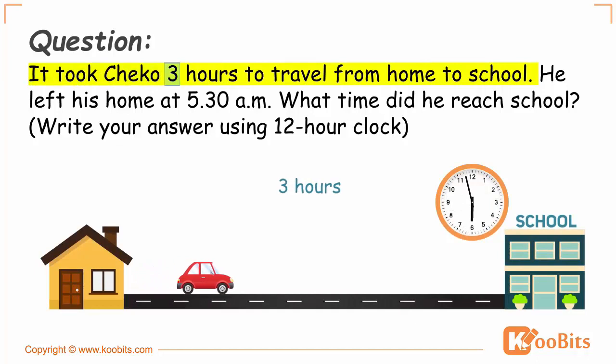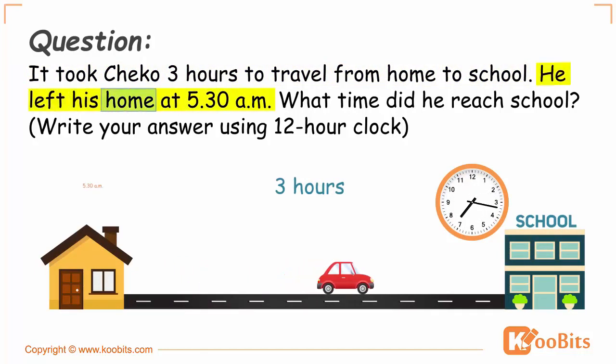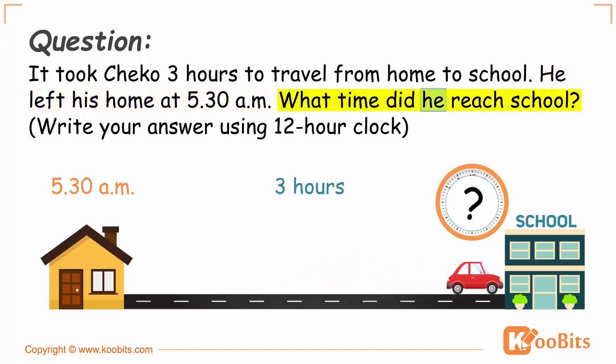It took Chico 3 hours to travel from home to school. He left his home at 5:30 a.m. What time did he reach school? Write your answer using 12-hour clock.